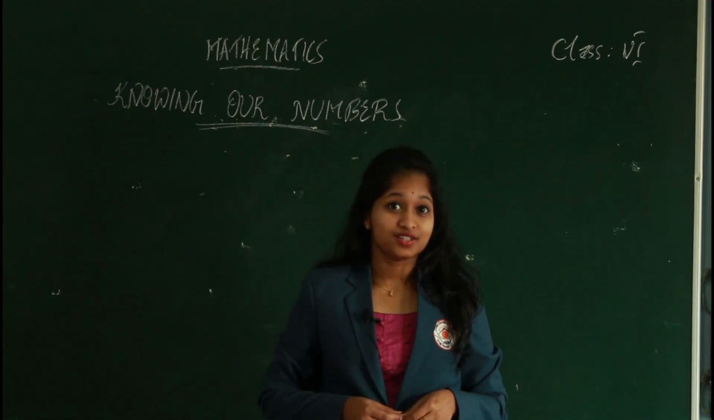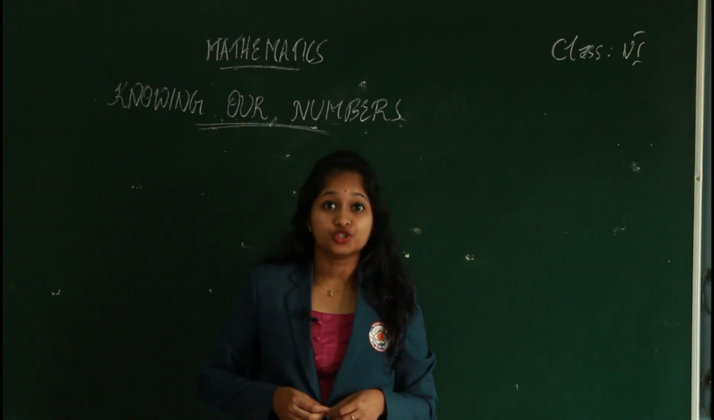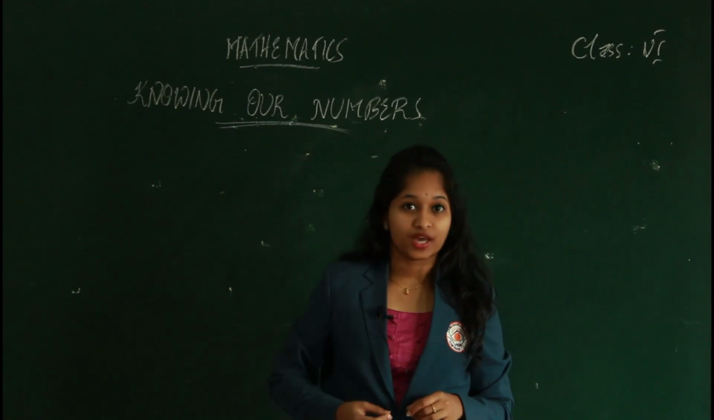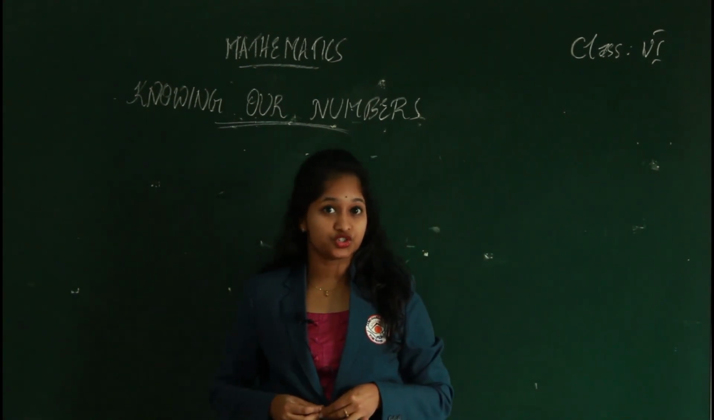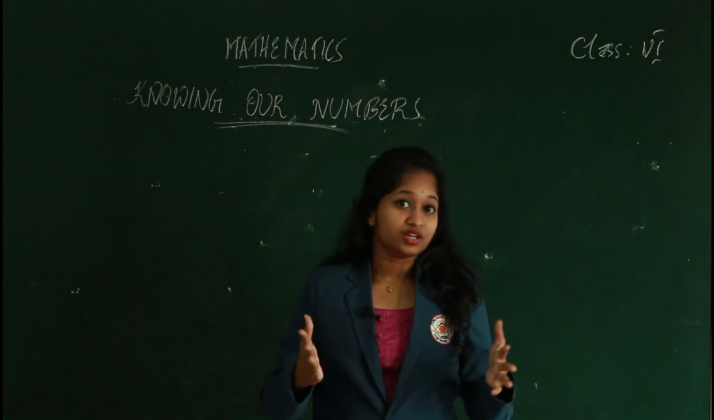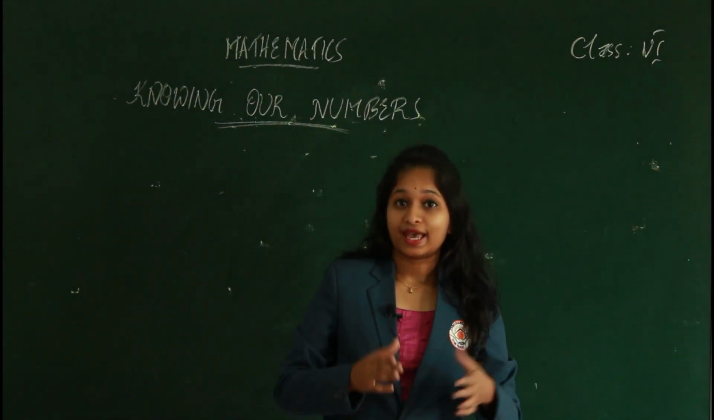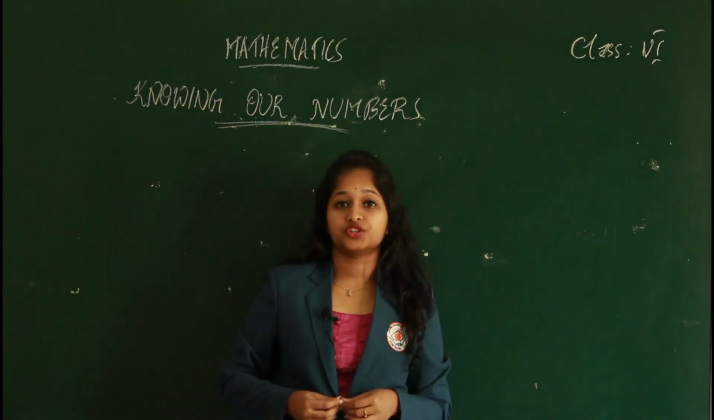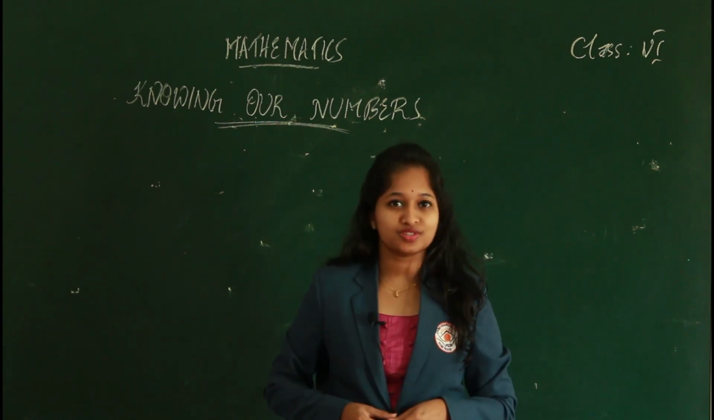In the previous class, we learnt about numbers up to 9-digit numbers, its place value, face value, Indian and international system of numeration. And what else did we learn? We learned the expanded form. We learned how to compare the numbers, ascending and descending order, successor, predecessor, how to form large numbers. And now let us move on to the remaining portions.